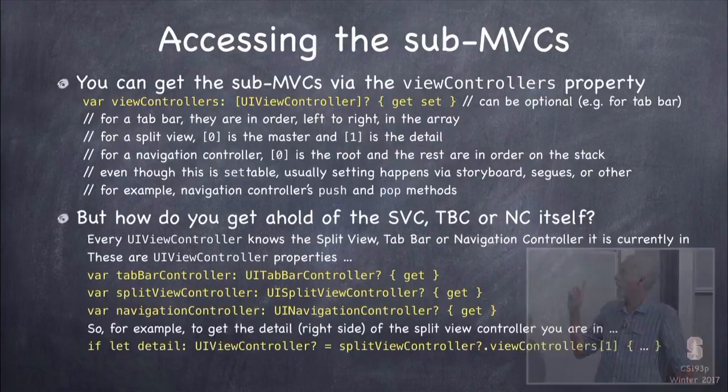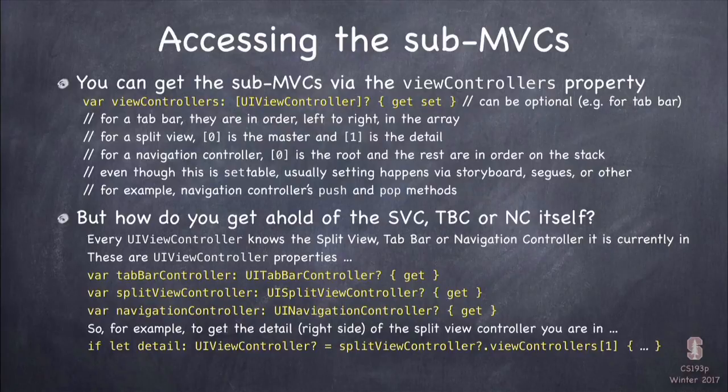Now, it's great to have this var view controllers, but how do you get the split view controller or the tab bar controller if you're in one? Okay, if I'm the all settings MVC, or I'm one of the health data ones that we saw on the tab bar, how do I get the navigation controller I'm in, or the split view I'm in, or the tab bar I'm in?